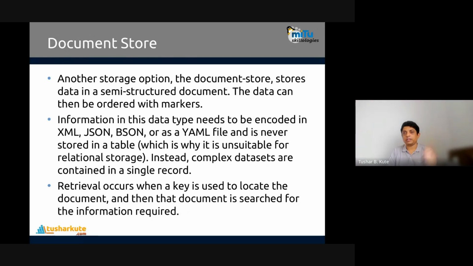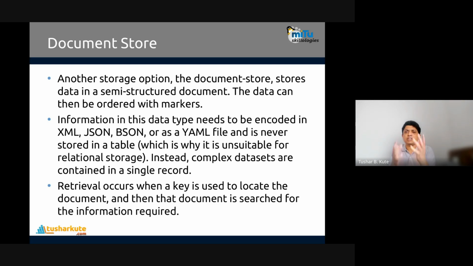Second method, document-based store. Now, what is a document? A document is like a file, a storage, a physical file where you can store the data inside it. So another storage option is the document store, which stores the data in a semi-structured document. Data can then be ordered with markers. What file formats are there? For that document to be stored, four popular file formats are chosen to store the data. What are they? XML. Second is JSON. Third is BSON, and fourth is YML.